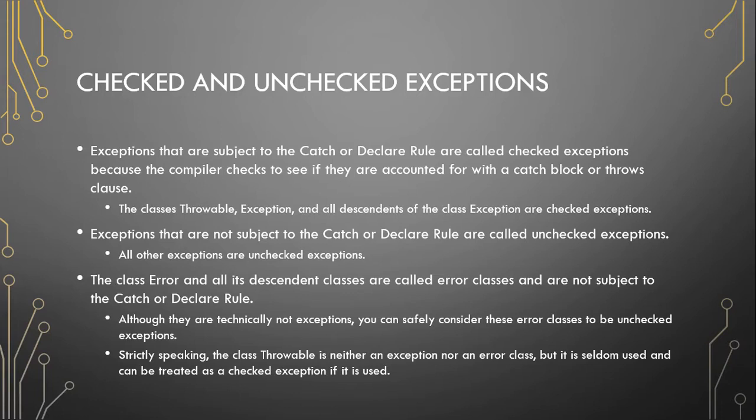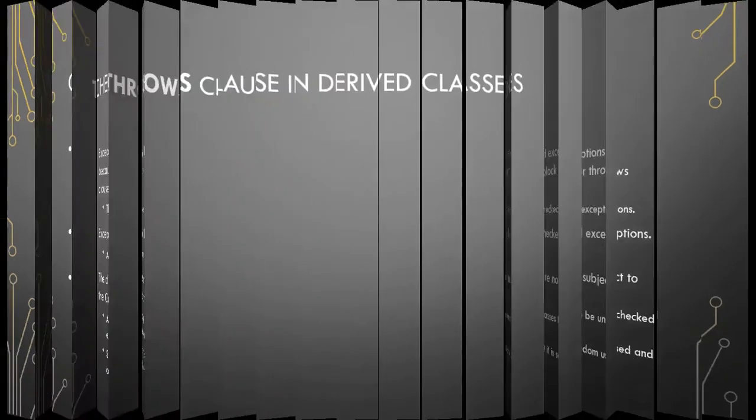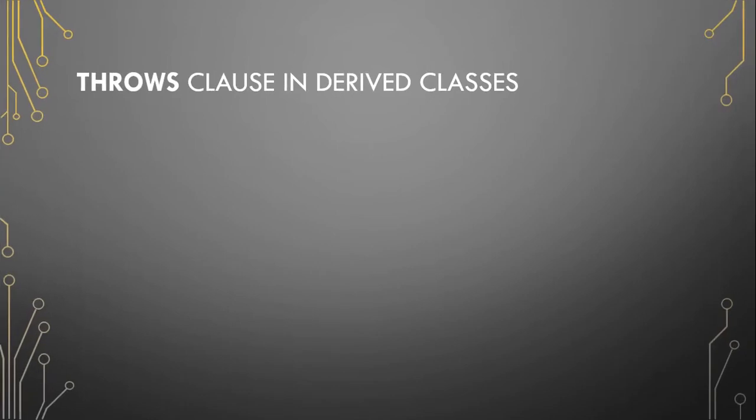And strictly speaking, if you look at the class Throwable, it's neither an exception nor an error class, but it is seldom used and can be treated as a checked exception if it is used. So if you have to throw something, even though it's technically not an error class or an exception, the Throwable object, when you write throws, is treated by the program as a checked exception.